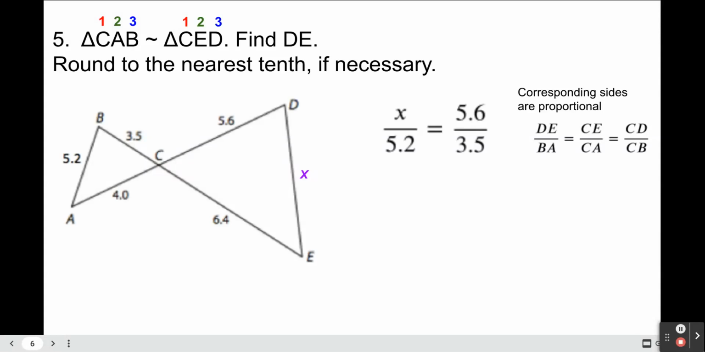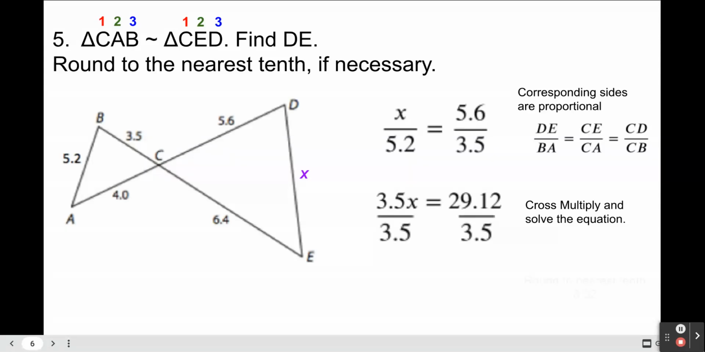So we cross multiply to solve: 3.5 times x and 5.2 times 5.6. So we get 3.5x equals 29.12, and then solve by dividing by 3.5. Here we are going to need to round to the nearest tenths. Our answer is 8.32, but the nearest tenths is one decimal place. This 2 behind tells us just to leave it alone, 8.3. We will not round up. It just stays the same. So our answer for DE is 8.3.